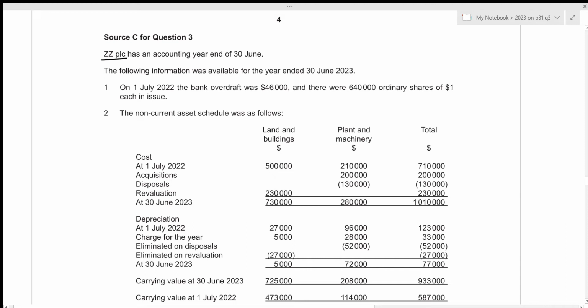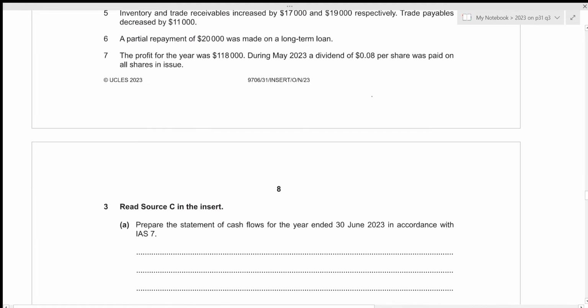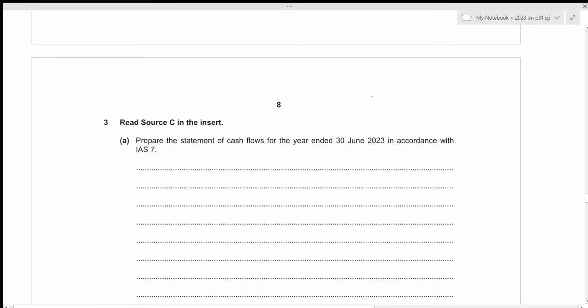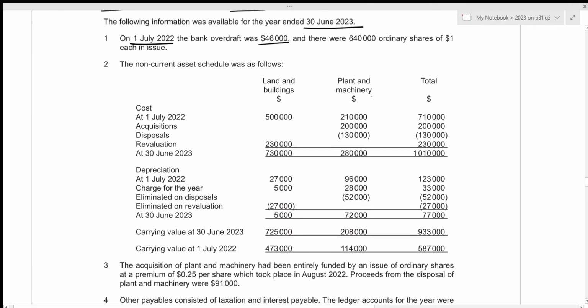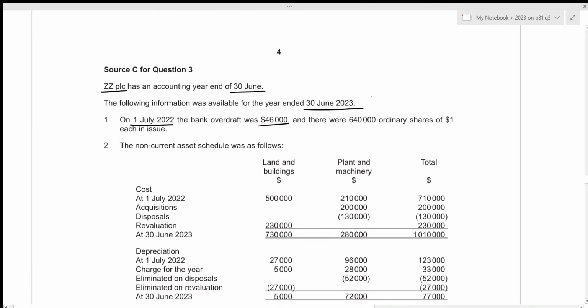ZZ PLC has an accounting year end of 30 June. The following information was available for the year ended 30 June 2023. On 1st July 2022, the bank overdraft was 46,000 and there were 640,000 ordinary shares of $1 each in issue. First of all, let's have a look at the question. Okay, we need to prepare the statement of cash flows. So we have to process the information that we require in order to create this statement of cash flows.